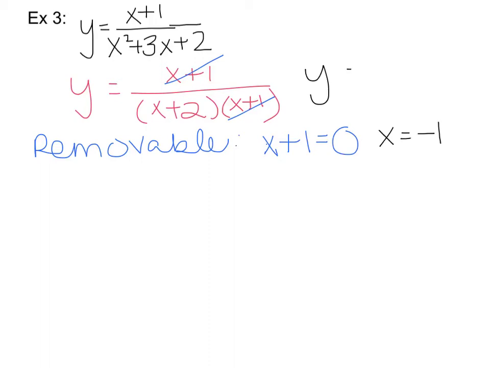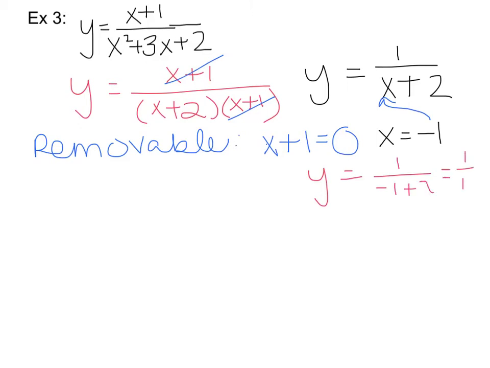So then your new equation is 1 over x plus 2, so you take the x equals negative 1 and you plug it in for x. So that's going to give me 1 over negative 1 plus 2, so that's going to give me 1 over 1, which is 1. So my removable point of discontinuity is (negative 1, positive 1).